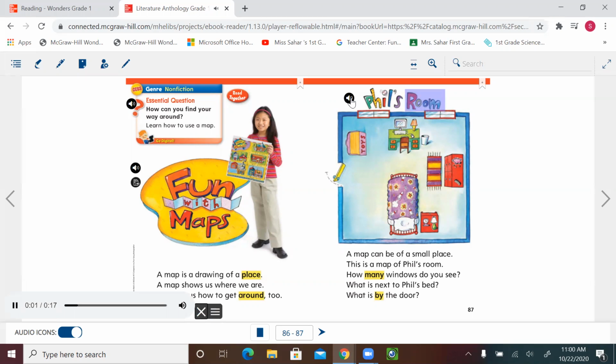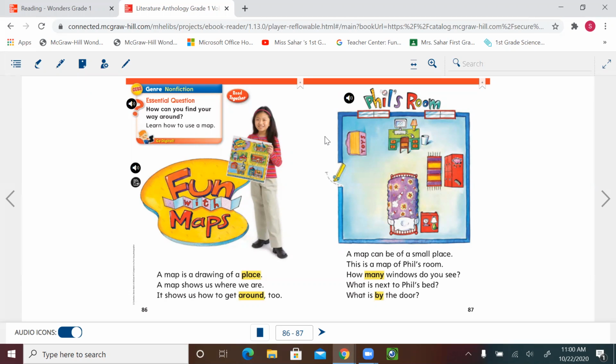Phil's room. A map can be of a small place. This is a map of Phil's room. How many windows do you see? What is next to Phil's bed? What is by the door? So, as we agreed that a map is a drawing of a place, you can easily do a map for just a simple room, as we see in Phil's room, or for your classroom, or your bedroom, or living room, or playground, that just put in places.